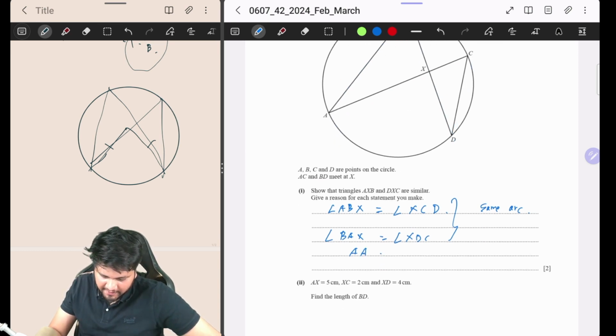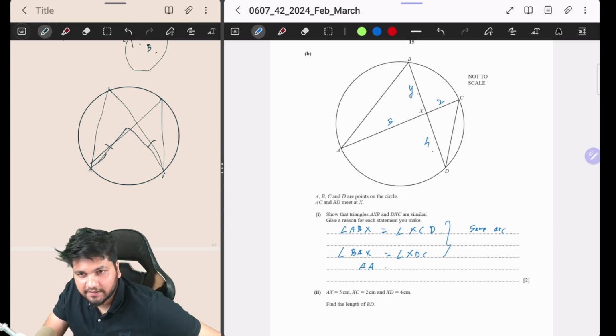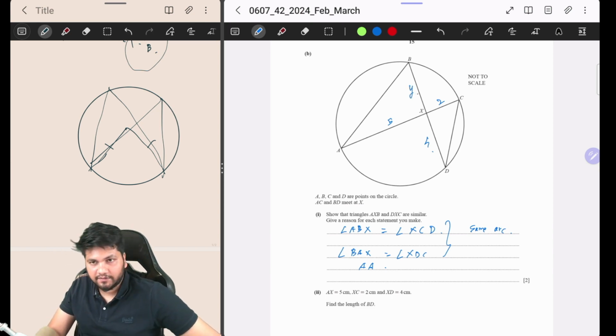Now the next part. AX is 5 centimeters, they have given. XC is 2. XD is 4. You need to find BD. So let me consider XB as Y, because there is too much X already there. Find the length of BD. They're asking BD, that means Y, and we have to add 4 to it.